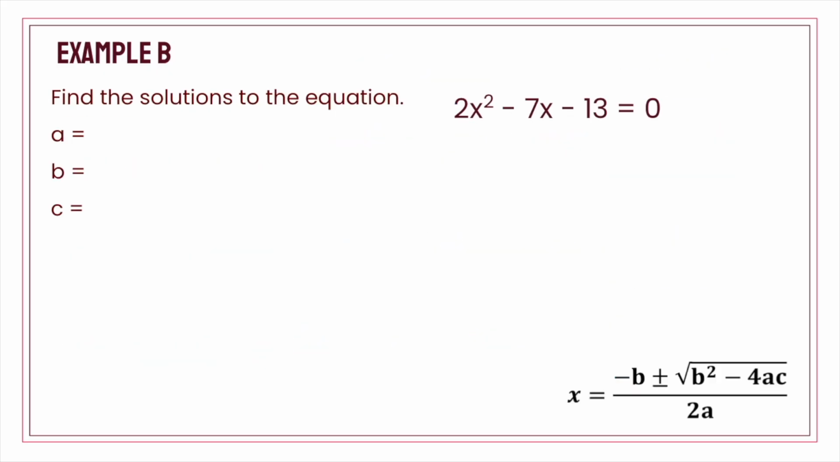Now let's go ahead and use the quadratic formula to solve. So here in example B, it says find the solution to the equation. And we've got our quadratic formula down there, so we know what we need to plug in. So first we've got to figure out our A. So our A is going to be 2, our B is going to be negative 7, and our C is going to be negative 13.